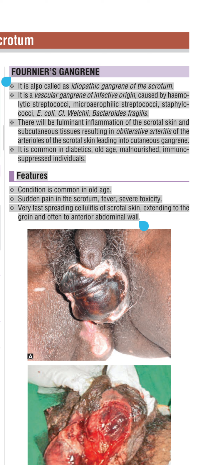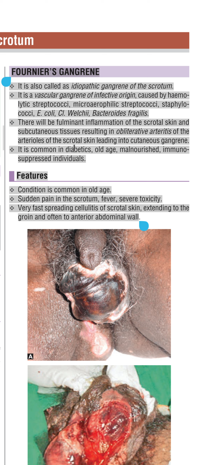Fournier's gangrene. It is also called idiopathic gangrene of the scrotum. It is a vascular gangrene of infective origin, caused by hemolytic streptococci, microaerophilic streptococci, staphylococci, E. coli, Cl. welchii, Bacteroides fragilis. There will be fulminant inflammation of the scrotal skin and subcutaneous tissues resulting in obliterative arteritis of the arterioles of the scrotal skin leading to cutaneous gangrene.